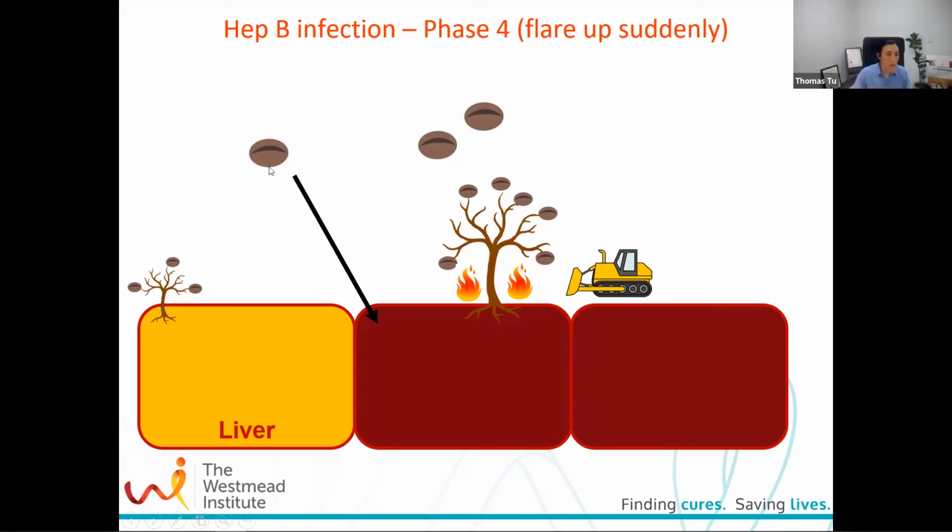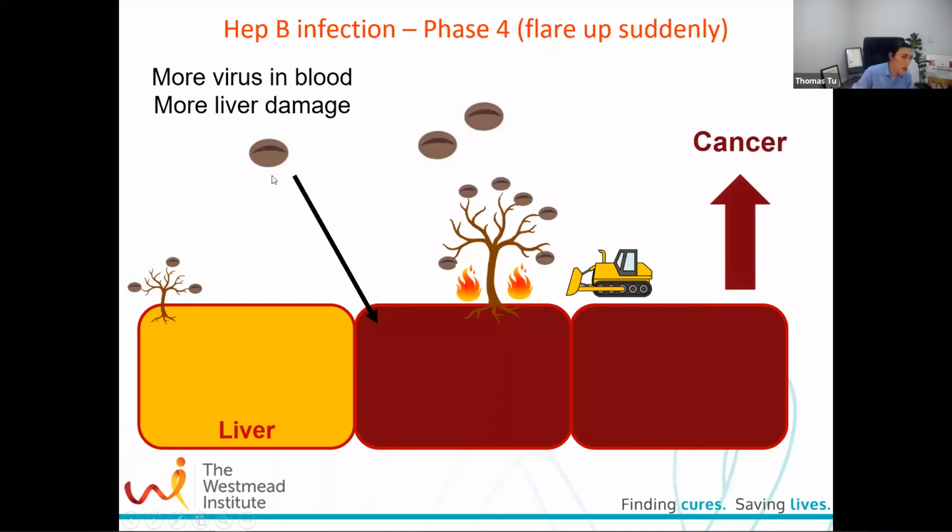And so if you build up enough damage, that can lead to liver cancer and liver cirrhosis. And this is what our lab tries to understand, how liver cancer comes about.